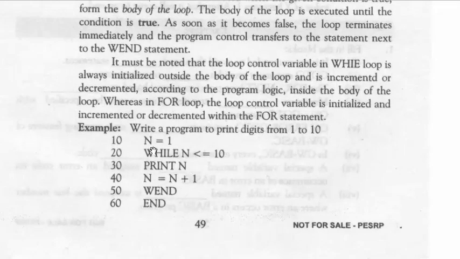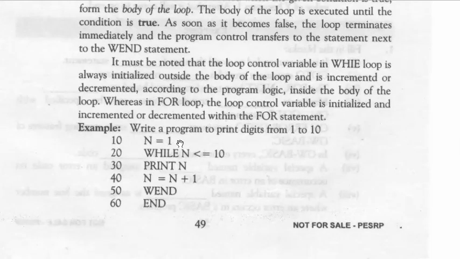Example: write a program to print digits from 1 to 10. n is equal to 1, while n less than or equal to 10, print n, n is equal to n plus 1, wend, end. This wend will stop the working of the while loop only. This end will terminate the whole program, and it will show the number series from 1 to 10.